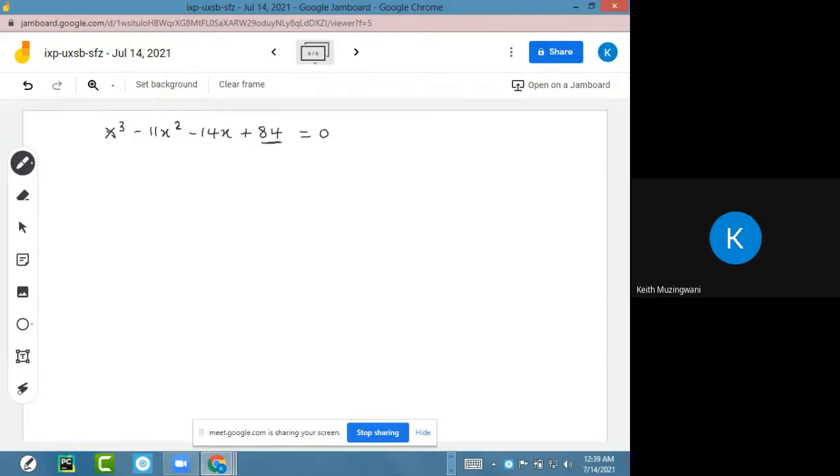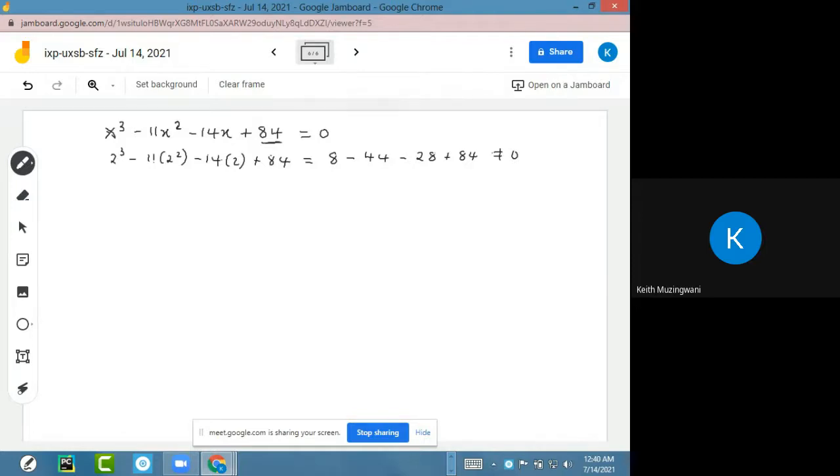So we try 2 to the power 3 minus 11, 2 squared minus 14, 2 plus 84. Can this give us 0? Let's see. This is 8 minus 44 minus 28 plus 84. Can this be 0? No. So this is not 0. Okay, so let's go to 3.